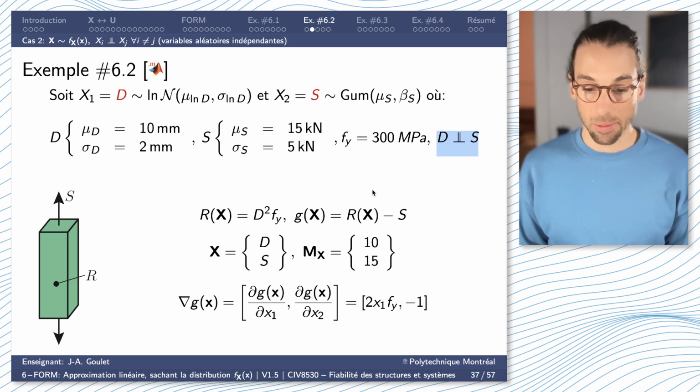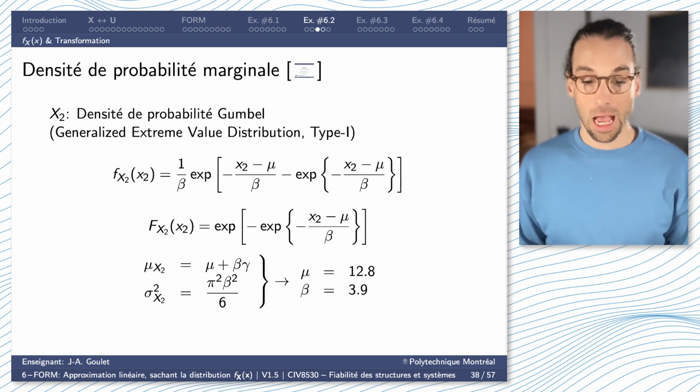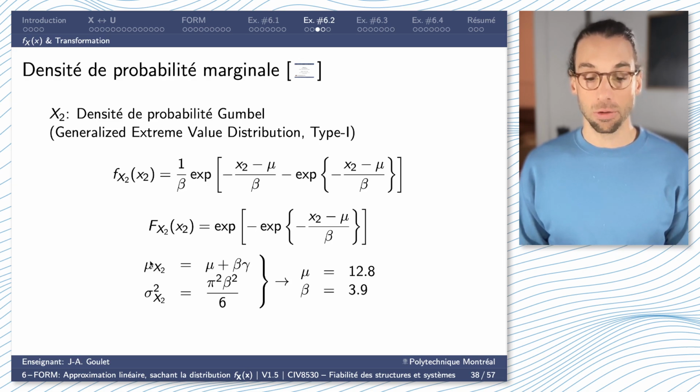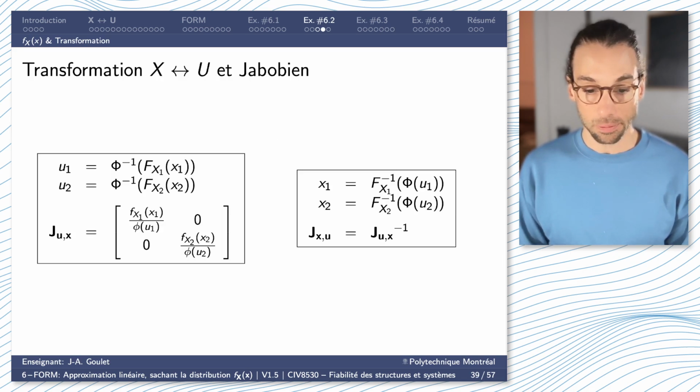So we have, again, the same setup for our limit state function, the derivative, and the variable. So now we have the probability density for the second variable, which is going to be a Gumbel, meaning that we're going to need to go from the mean and standard deviation of our random variable to the parameters mu and beta. So we need to solve this system of two equations with two unknowns. That's going to give us for mu and beta 12.8 and 3.9.